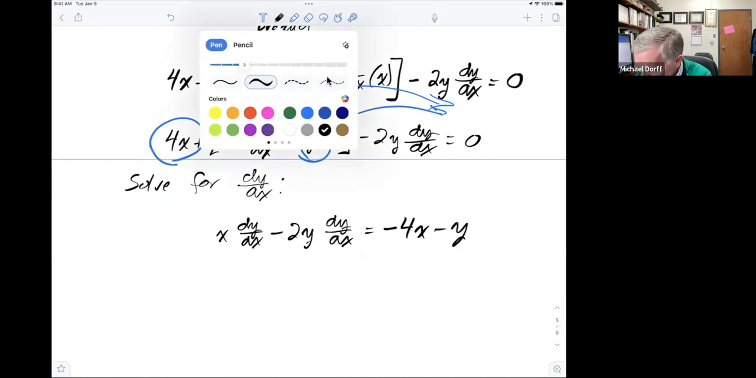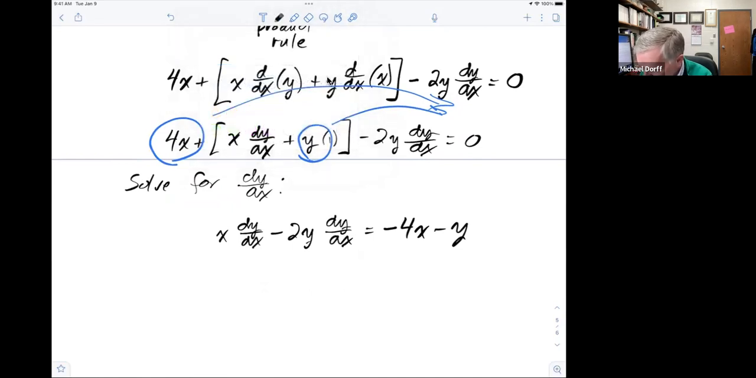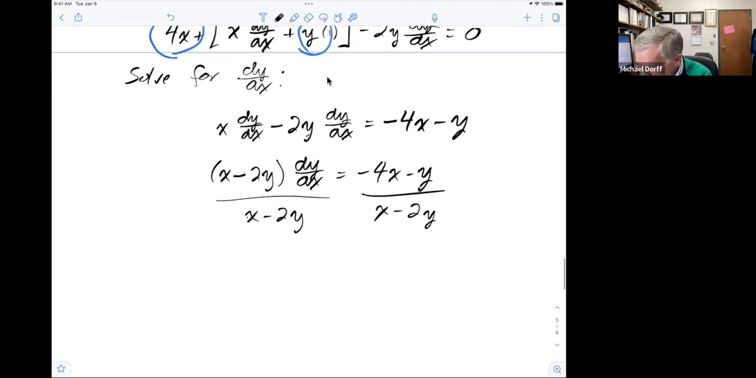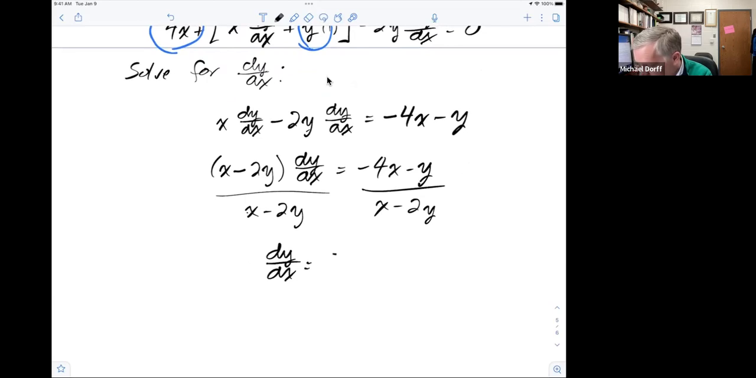Okay, now to get dy/dx by itself, I want to factor out the dy/dx. So I'll have parentheses, x minus 2y, times dy/dx equals negative 4x minus y. And now I'm going to divide everything by minus 2x. Oh, sorry, that's not right. Okay, divide everything by x minus 2y. And so then you end up with dy/dx equals negative 4x minus y over x minus 2y. And that's an answer.